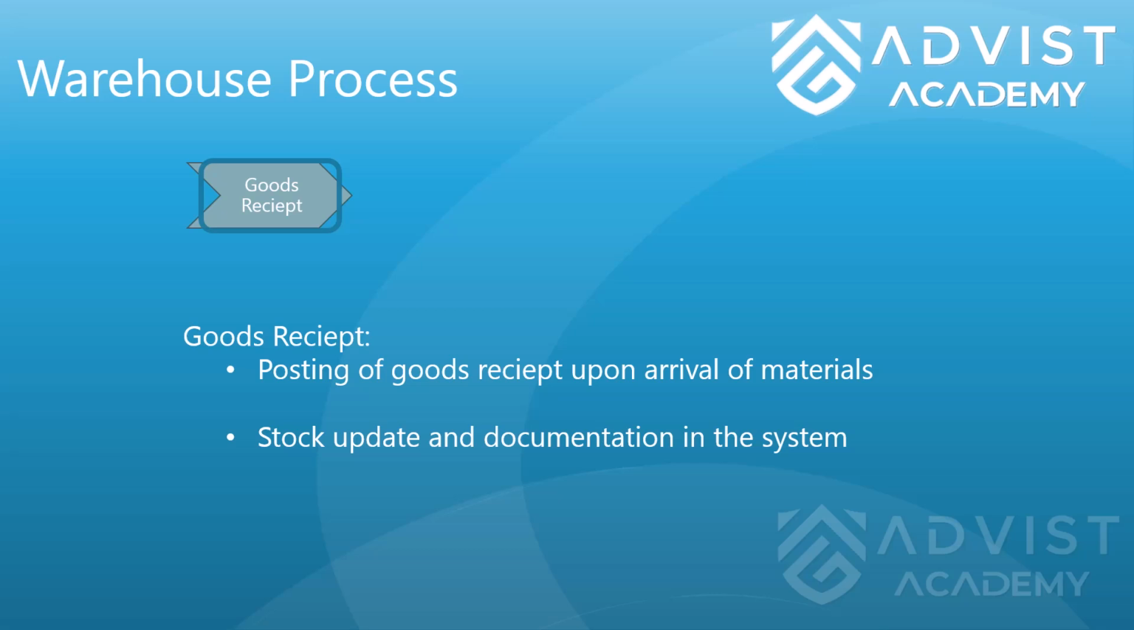The starting point of the warehouse process is the goods receipt. Typically, this process begins with a purchase order in the SAP system. As soon as the goods physically arrive at the company, a goods receipt posting is created in the system. At this step, the stock levels are updated in the system, and it is recorded that the ordered materials have indeed been delivered. At the same time, the goods receipt triggers a series of subsequent processes, such as put away, or, if required, a quality inspection.